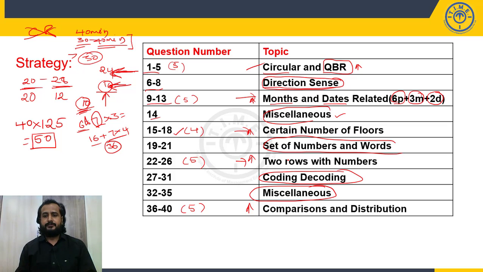Two rows with numbers, something different. Comparison distribution, a general model. It is a regular model. Circular QBR, months related, regular model. Comparison distribution also regular model. So first I am going to attempt these three. And after that, the two parallel row arrangement I am going to attempt, then certain number of floors. So this should be your approach in solving the questions.